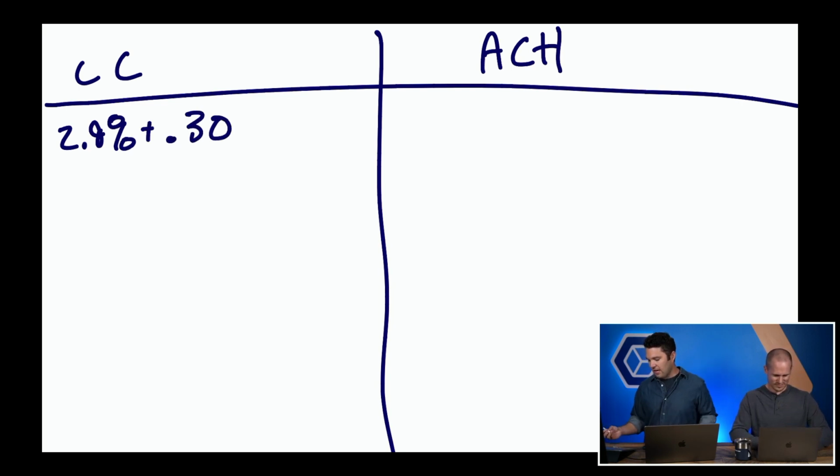And then looking at ACH, in this case, we'll use ours as an example. So just a 25-cent flat rate, which is not uncommon. We see a lot of companies do that. So 25-cent flat rate per transaction.